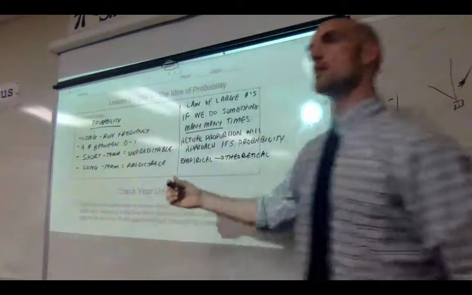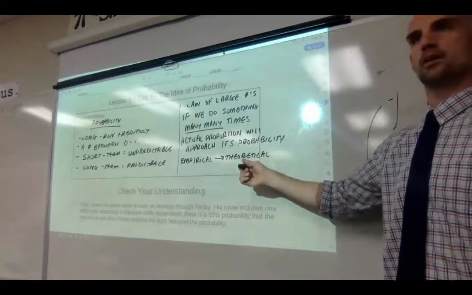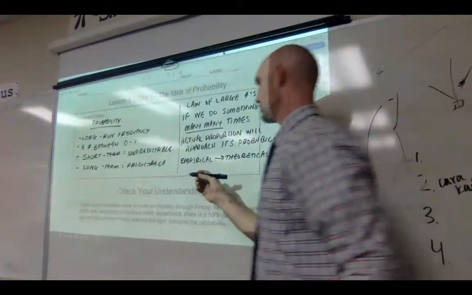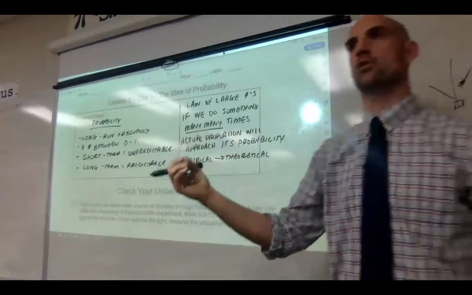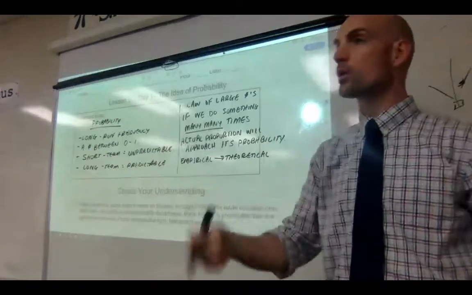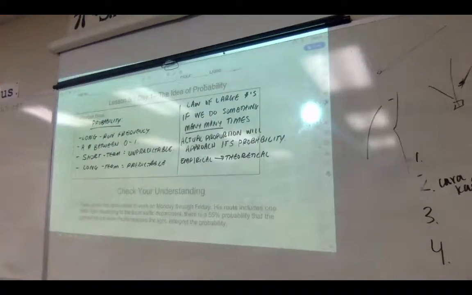Another way to say this is the empirical probability will approach the theoretical probability. The empirical is what is actually happening as I do these trials, as I record the coin flips, as I record the shots of the free throws. The empirical probability will approach the theoretical probability.